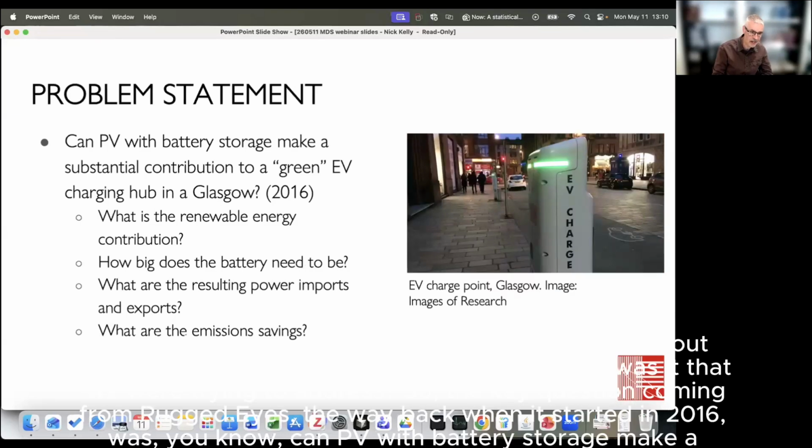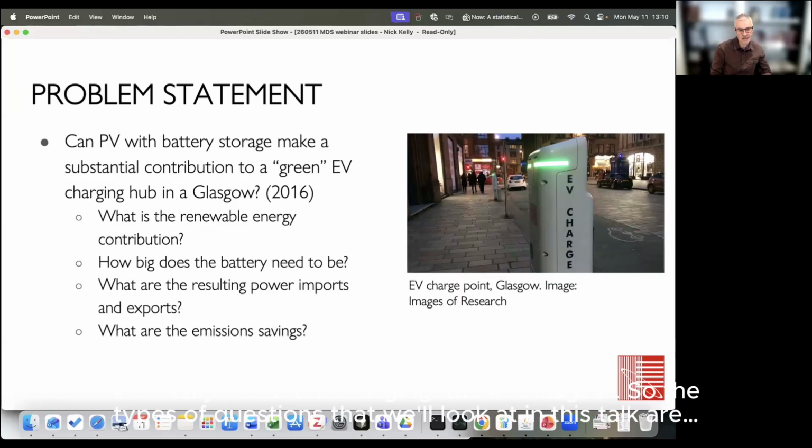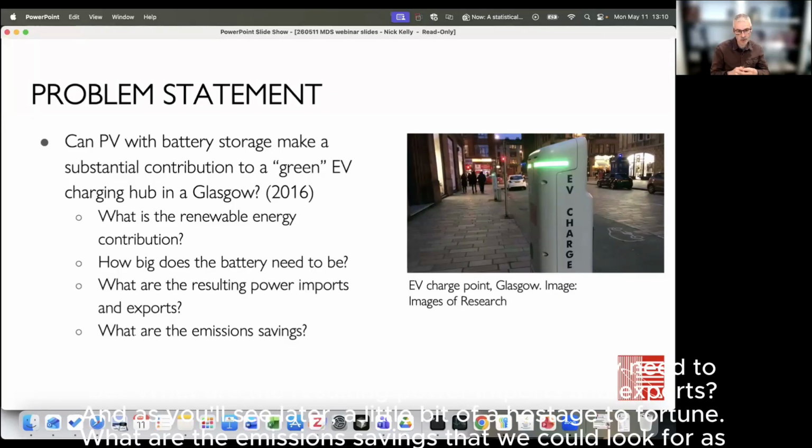On to the next slide, and thinking about what the problem statement was. What was it that we were trying to address? The key question coming from Ruggedized, way back when it started in 2016, was, can PV with battery storage make a reasonable contribution to an EV charging hub in Glasgow? The types of questions that we'll look at in this talk are: what's the contribution of renewable energy? What size does the battery need to be? What are the resulting power imports and exports? And, as you'll see later, a little bit of a hostage to fortune, what are the emissions savings that we could look for as well?